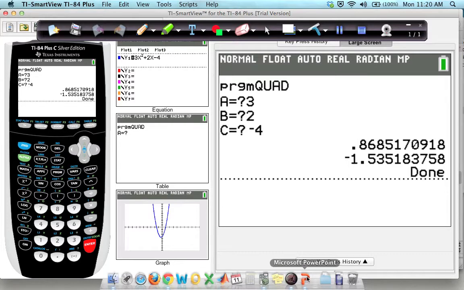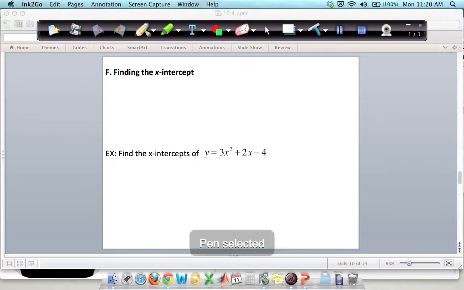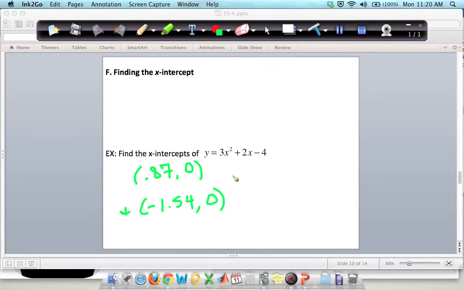So let's go back here. Remember, these are 2 points, so the x-intercepts, x is 0.870, and we also have negative 1.540. So those are the two values where it hits the x-axis.